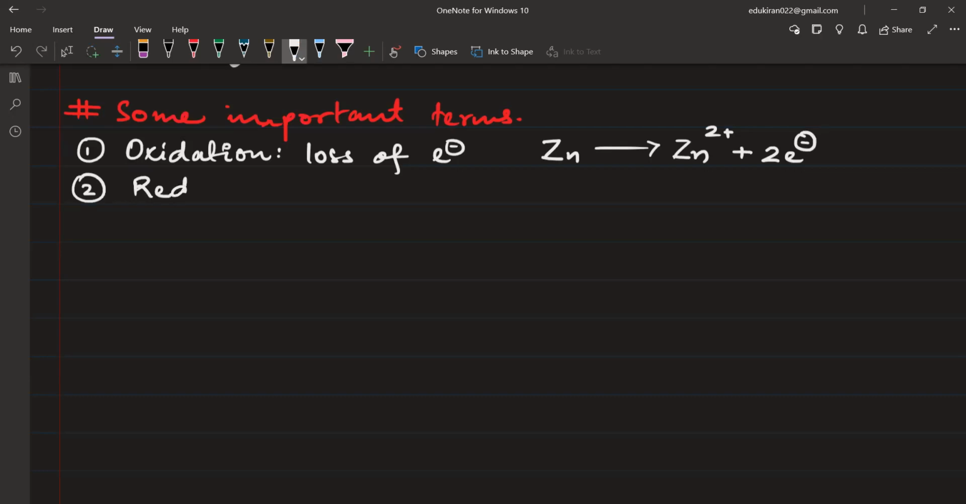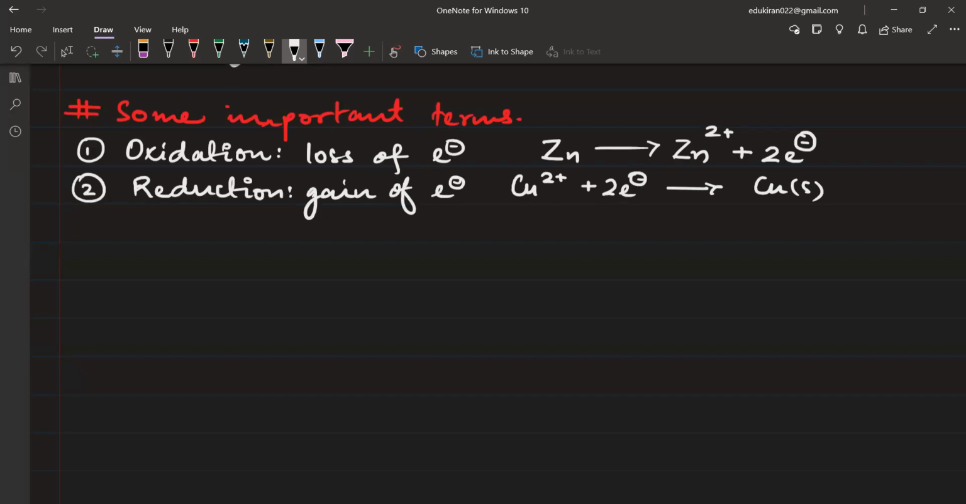Similarly, reduction is going to be gain of electron. In this, let us say, for example, Cu2+ eats 2 electrons in order to give you copper solid. So this is an example of reduction.